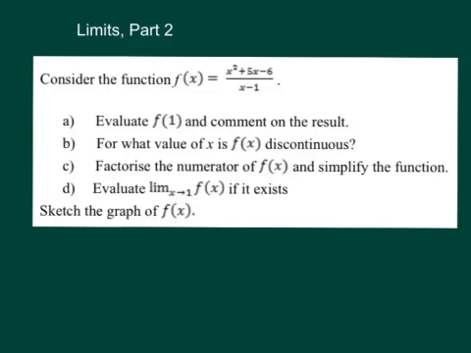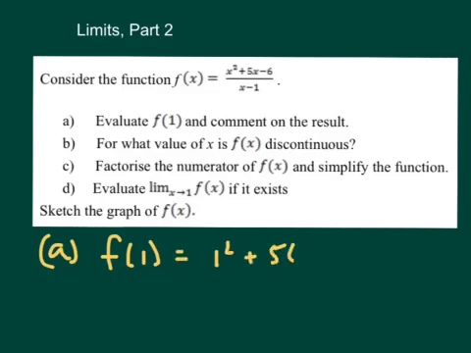So consider the function f(x) equals (x squared plus 5x minus 6) all over (x minus 1). Our first job here is to simply replace the x's in the function with the number 1. Couldn't be easier than that. So for part A, we would say f(1) is equal to 1 squared plus 5 lots of 1 minus 6 over 1 minus 1. And that will come to 0 over 0.